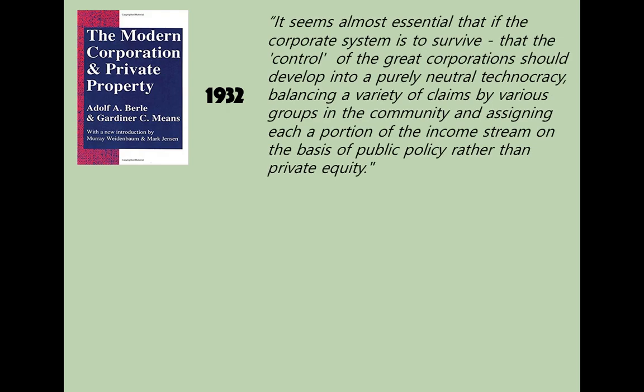Now, I want to go back to our discussion of profit. Profit is something that is sought by corporations and by business leaders. But to give a little context to where I'm going here, I want to look at a passage from a book that was written in 1932 called The Modern Corporation and Private Property by Adolph A. Berle and Gardiner C. Means. In this book, they say it seems almost essential that if the corporate system is to survive, the control of great corporations should develop into a purely neutral technocracy, balancing a variety of claims by various groups in the community and assigning each a portion of the income stream on the basis of public policy rather than private equity.